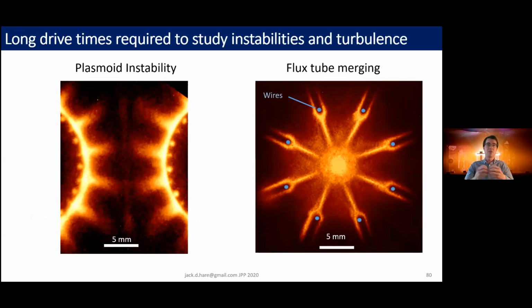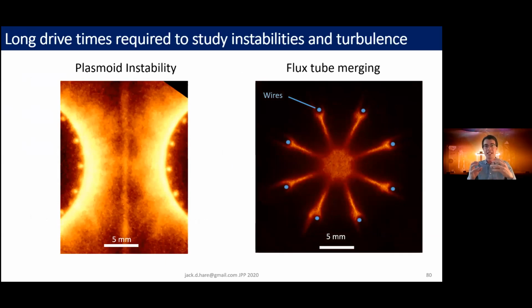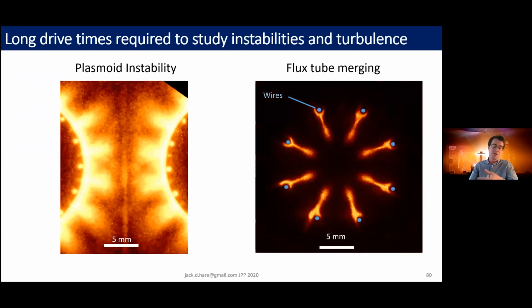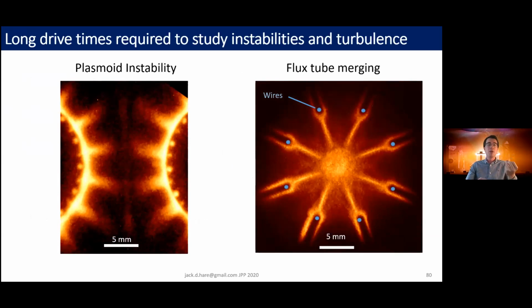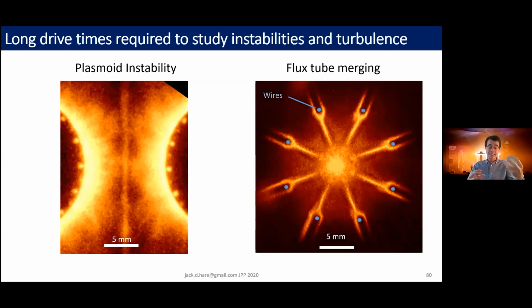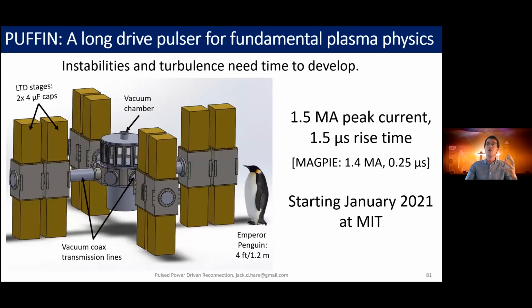And this means that if we want to try and understand these plasmas in a way that's relevant to astrophysical context, we need to be able to drive the plasma over very long timescales, because these astrophysical plasmas also have long timescales to develop. And so what we're looking for is a driver of plasma which can work and sustain the plasma flows over these very long timescales. And this is exactly the idea of Puffin.